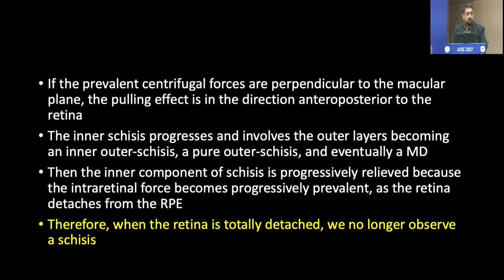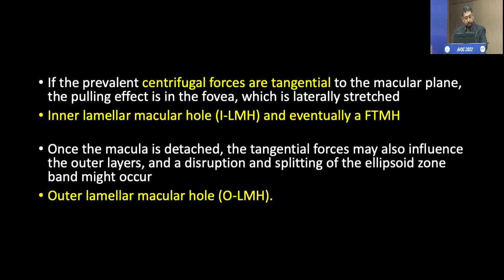Now, what is important here? This is a very cool thing to know about. You have a perpendicular force. When the perpendicular force increases, the person gets a schisis, and when it increases further, he gets a detachment. And when he gets a detachment, the perpendicular force is relieved, which means that when a person gets a foveal detachment, the schisis is relieved. So that is how the physics works in this condition. As the disease gets worse, components of the disease get better.